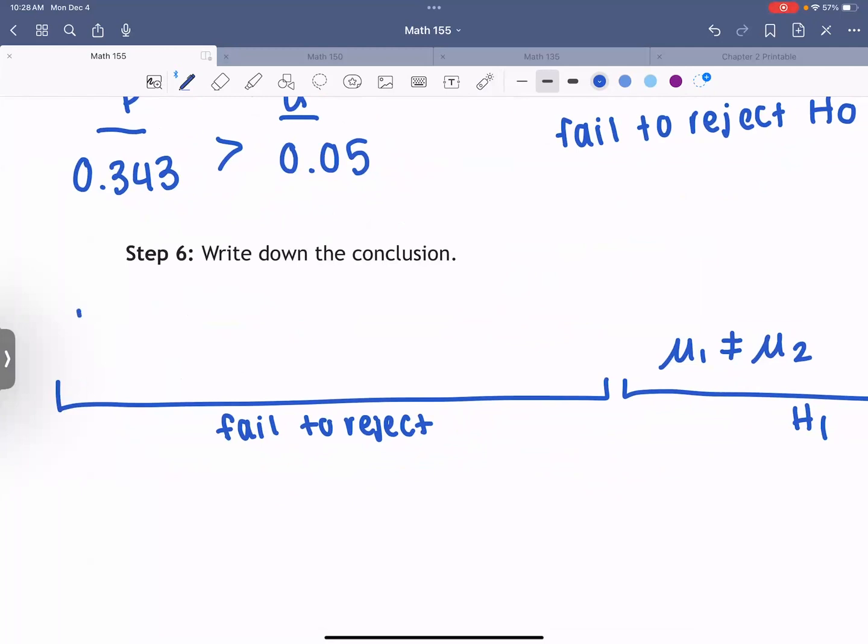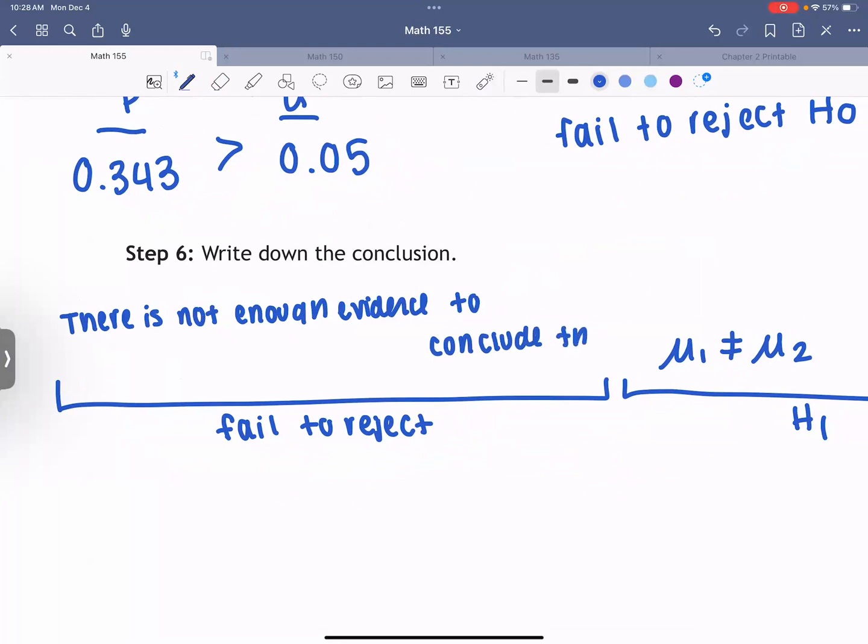So because we fail to reject, say there is not enough evidence to conclude that mu1 is not equal to mu2.